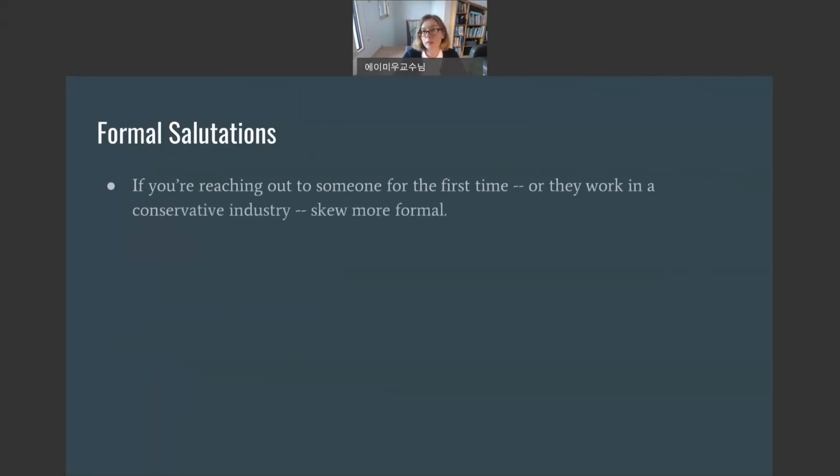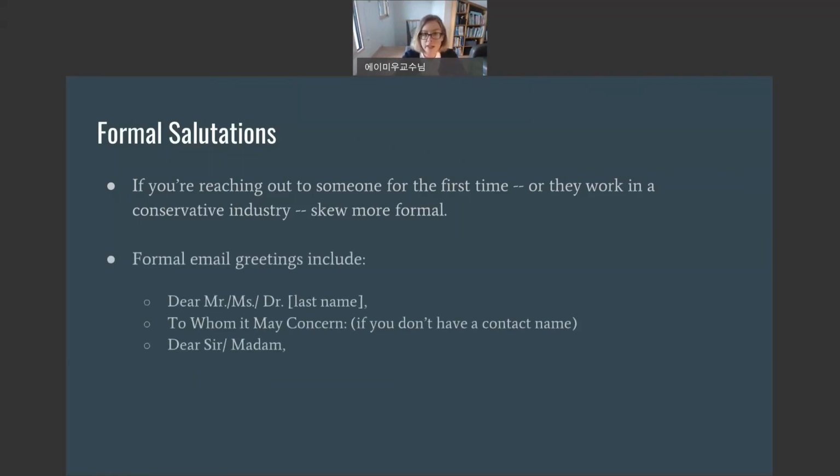Okay, so here's some better ones, you guys. I will show you in a minute. If you're reaching out to someone for the first time, or they work in a conservative industry, skew more formal. Asia in general is pretty conservative, so if you guys are writing, especially to other Asian companies, I would choose formal salutations. In the US, you could probably do more casual.